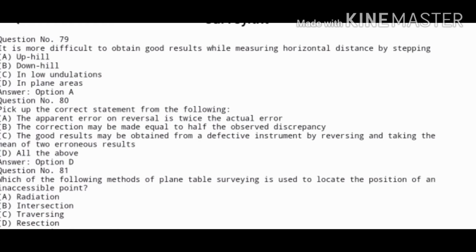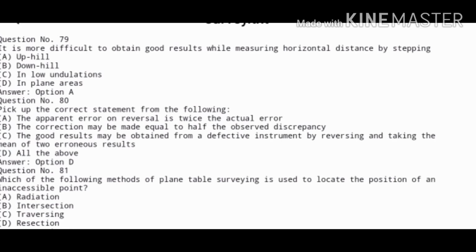Pick up the correct statement. Option D is the correct answer. The apparent error on the reversal is twice the actual error. Correction may be made equal to half the observed discrepancy. Good results may be obtained from a defective instrument by reversing and taking the mean of two erroneous results.